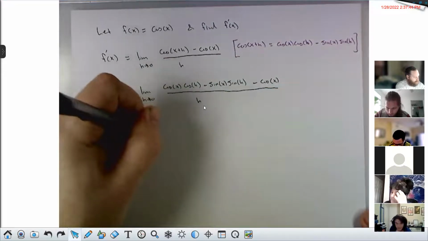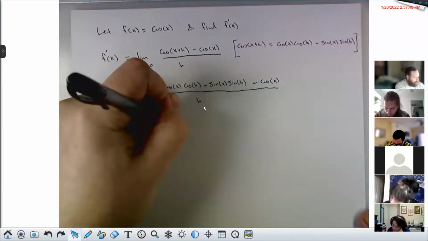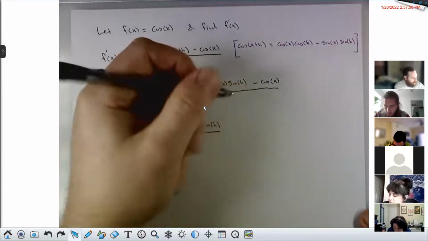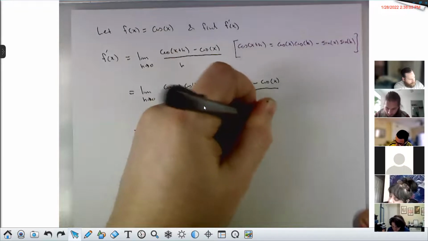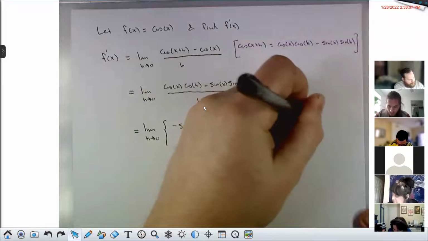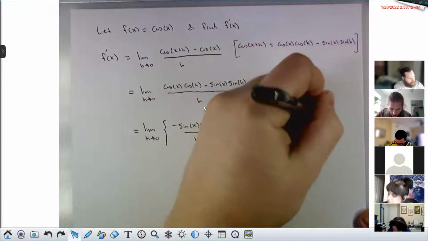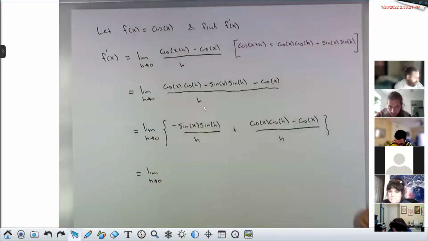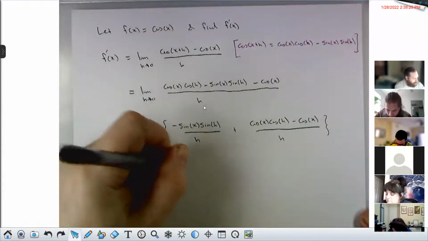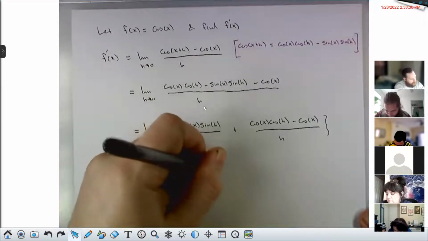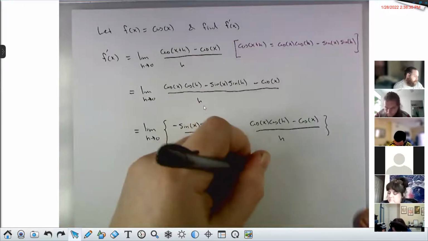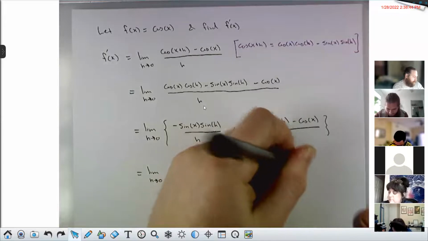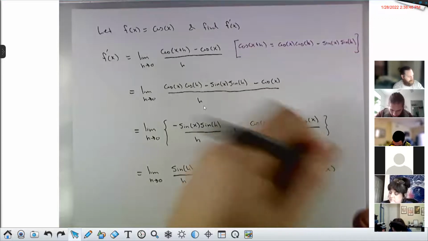So we have the limit as h goes to 0 of negative sine of x times sine of h over h plus cos x cos h minus cos x over h. From each of those, I can pop the negative sine x off to the side. So I'll have sine h over h times negative sine of x. We'll write it like that. Plus the limit as h goes to 0. I'll factor the cos x out here. And what's left is cos h minus 1 over h times cos of x.